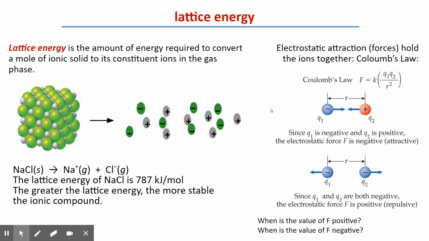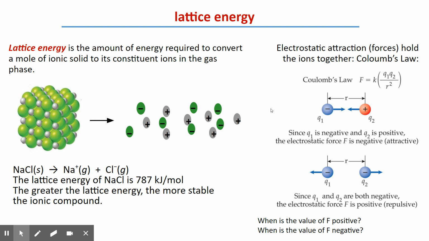And Coulomb's law is where we get this number for the lattice energy. Coulomb's law is the force equals k times Q1 times Q2 divided by r squared. Q1 is the charge on one of the ions. Q2 is the charge on the other ion, and r is the radius, or how far apart those two ions are in the lattice. Now, when the electrostatic force F is negative, that means they're attracted, and that makes sense, because think about that.